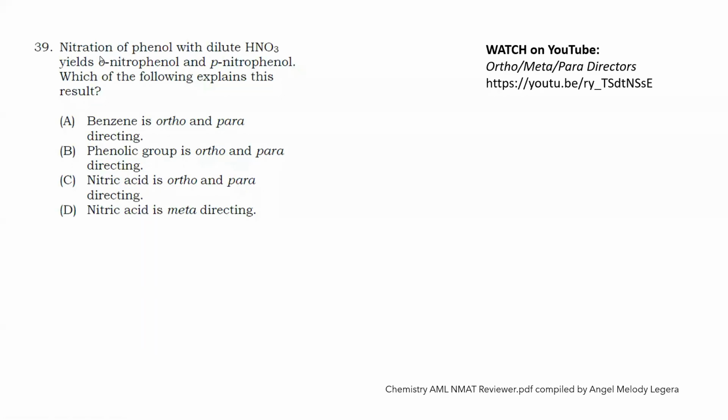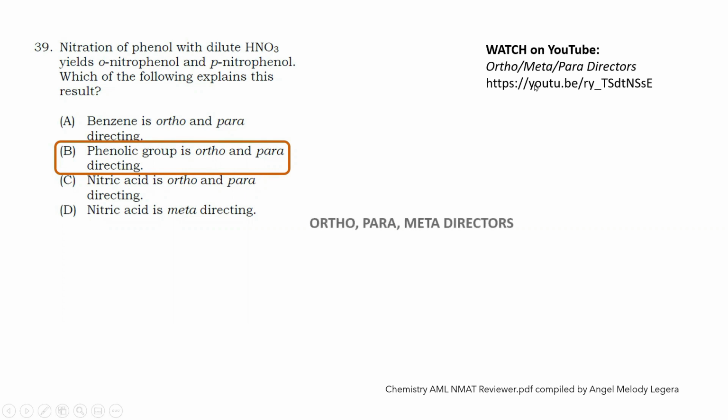Number 39, nitration of phenol with dilute nitric acid yields O-nitrophenol and P-nitrophenol. Which of the following explains this result? So, the correct answer here is letter B. Phenolic group is ortho and para-directing. So, if you want to know more about ortho meta para-directors, you can watch this video. Ilalagay ko na lang yung link below nitong video na to. So, dyan mas comprehensive na i-explain yung ortho meta and para-directors.